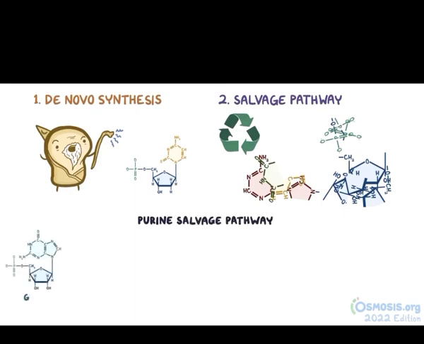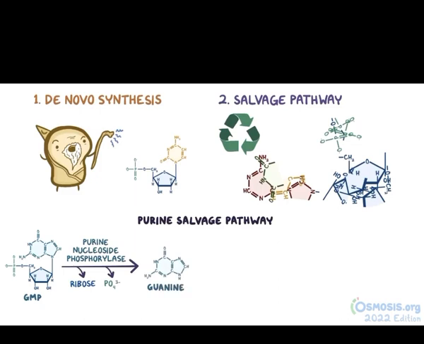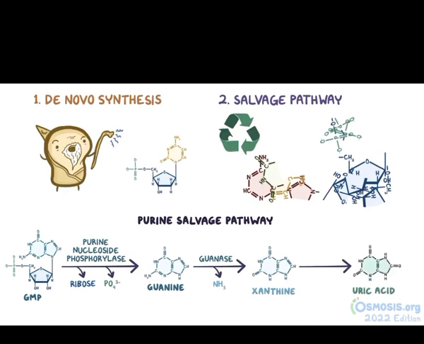In the case of GMP, the enzyme purine nucleoside phosphorylase first removes the ribose and the phosphate from it, turning it into guanine. Next, another enzyme called guanase removes an amine group, turning guanine into xanthine. Finally, xanthine is oxidized into uric acid by the enzyme xanthine oxidase.